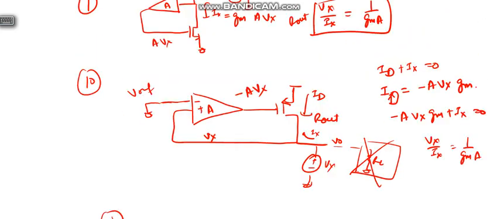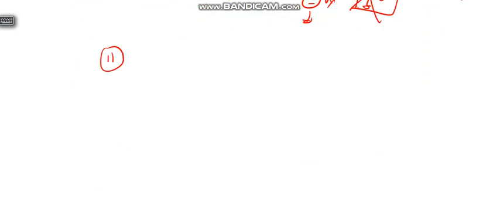Now let's consider another configuration. Here, in negative feedback with gain A, it is going to make the output resistance 1 by GM A. Now let's consider another circuit. So this is something like this.